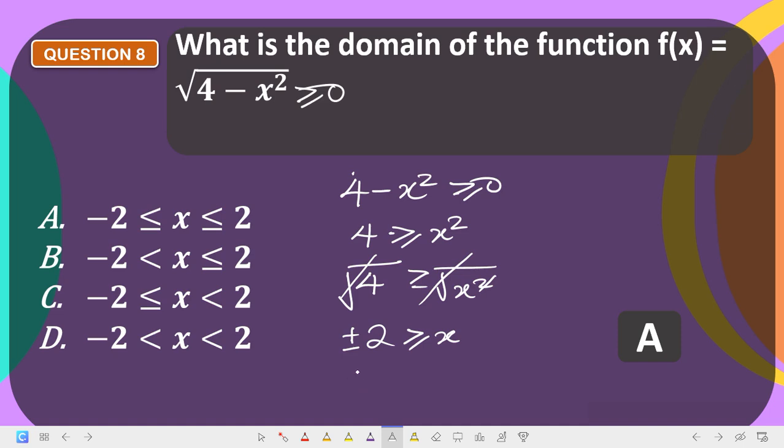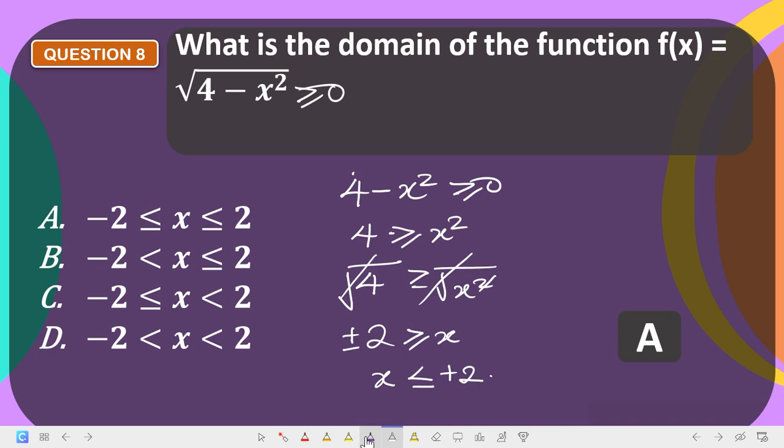Okay? So our answer now would be, if this x crosses to this side, if you are changing the sign, it will now be what? X is less than or equal to what? Plus and minus 2. Okay? Plus and minus 2.